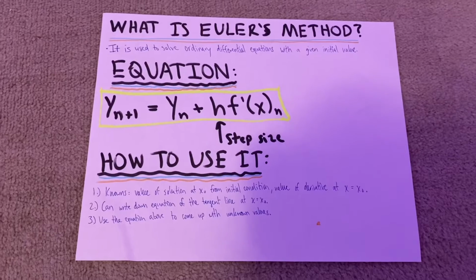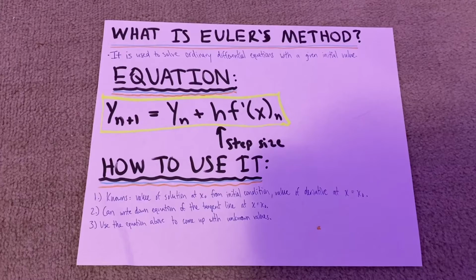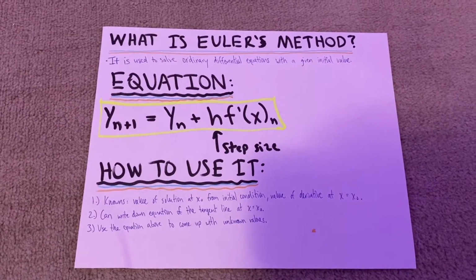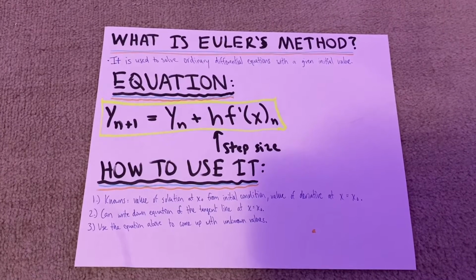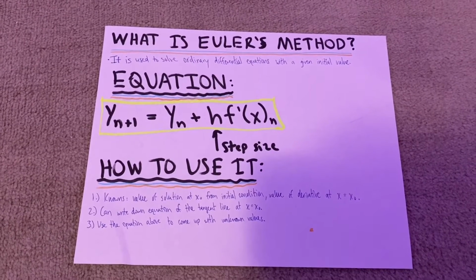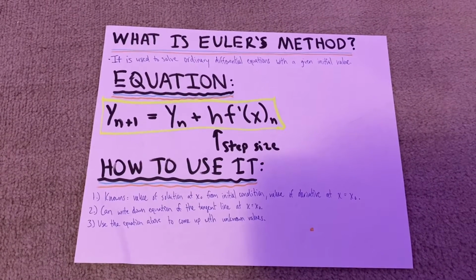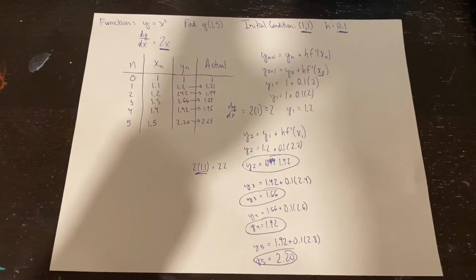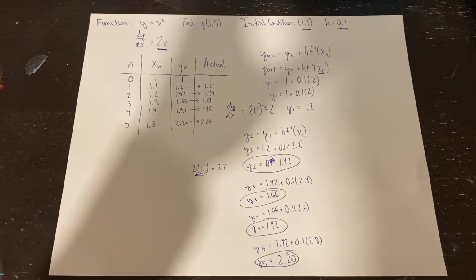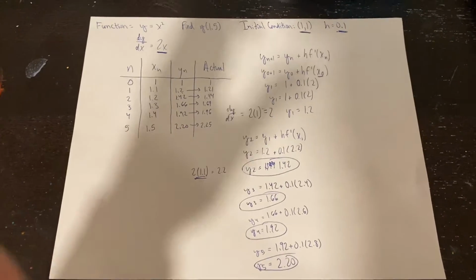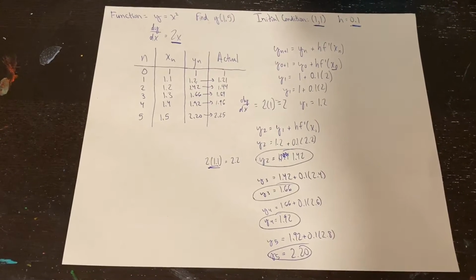And then how to use it. In a given problem, you'll know the value of the solution at x naught from the initial condition, as well as the value of the derivative at x equals x naught. And from that, you can write down the equation of the tangent line at x equals x naught. Then we're going to do a couple of examples to use the equation above to come up with unknown values. So here's example 1 of Euler's method, and I've worked out a simple example. I'm going to walk you through how you actually use and apply Euler's method.